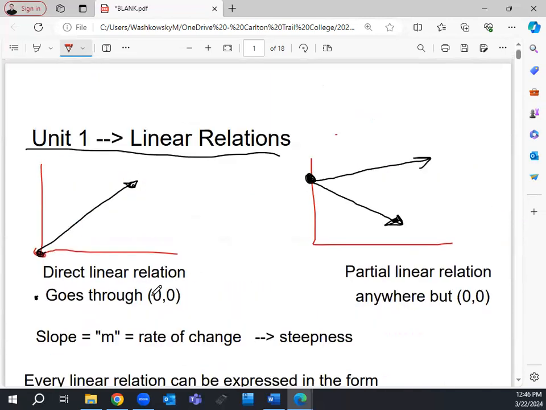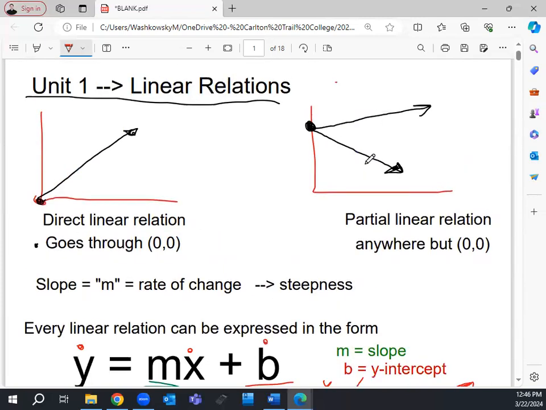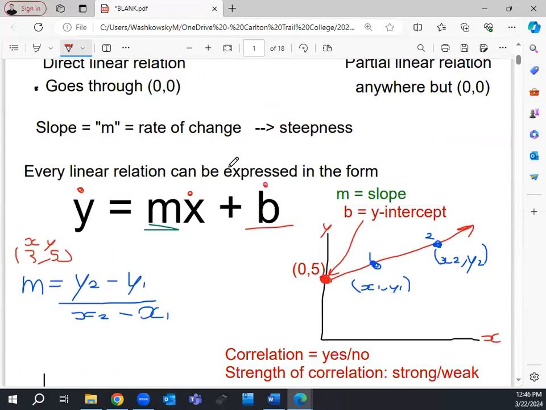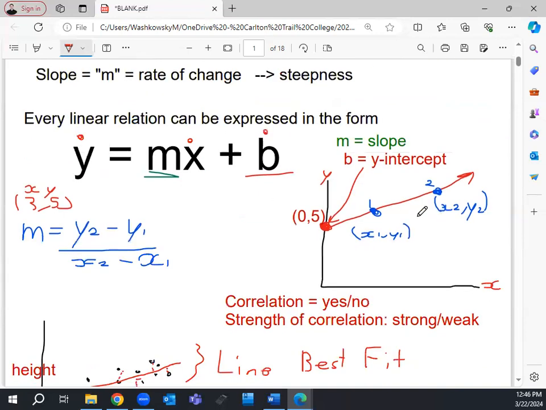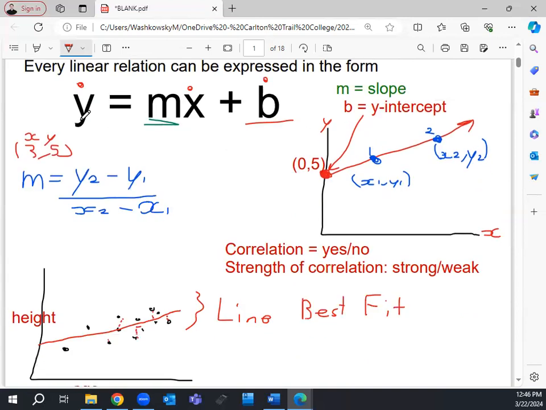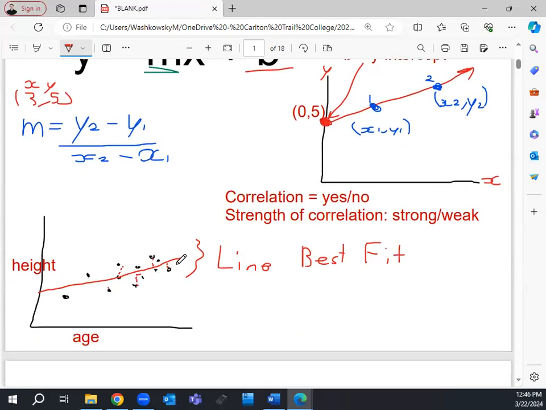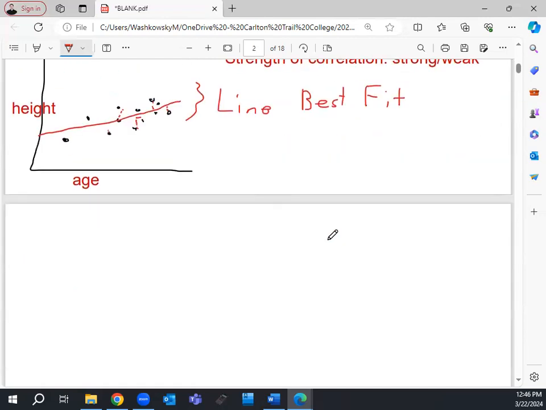So yeah, that's unit 1. All in a nutshell, we looked at linear relations, direct and partial. We looked at how to find slopes using lines. We looked at how to find equations, how to find y-intercepts, how to find missing pieces of an equation. We looked at lines of best fit. This is called the scatter plot graph here. We looked at the correlation and the strengths of those correlations. So a lot of stuff, right? We spent a week doing that. You just got it in 10 minutes.